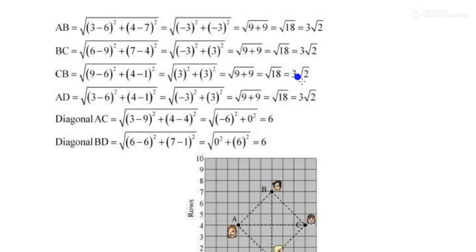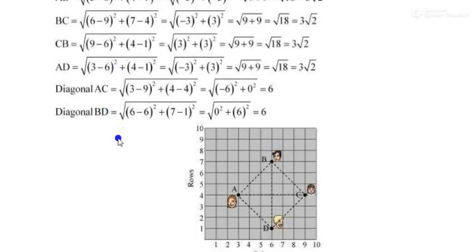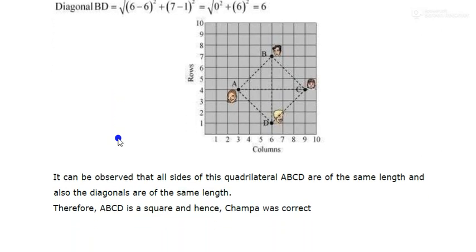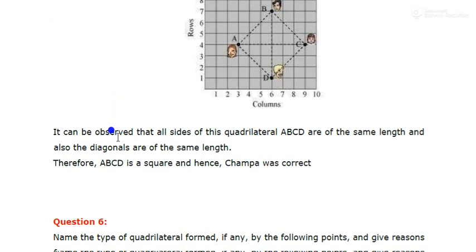So what is the conclusion we can draw with all these given values? See here, all the sides are equal. AB is equal to BC is equal to CD is equal to AD, which is equal to 3 root 2, and the diagonals are also equal. So if the sides are equal and the diagonals are equal, then we can say that yes, the given 4 points are the points of a square. So in this manner we can solve this kind of question.